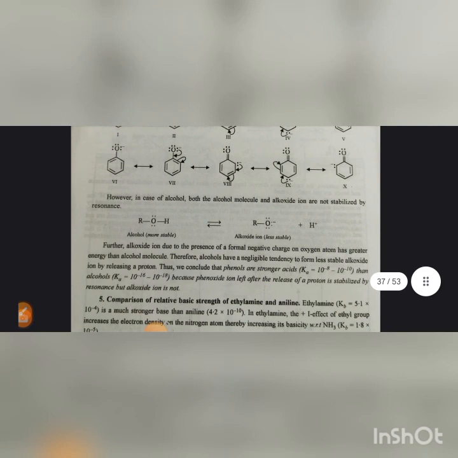However, in the case of alcohols, both the alcohol molecule and the alkoxide ion are not stabilized by resonance. Further, the alkoxide ion, due to the presence of a formal negative charge on the oxygen atom, has greater energy than the alcohol molecule. Therefore, alcohols have a negligible tendency to form the less stable alkoxide ion by releasing a proton. Thus, we conclude that phenols are stronger acids than alcohols because the phenoxide ion left over after the release of a proton is stabilized by resonance, but the alkoxide ion is not.